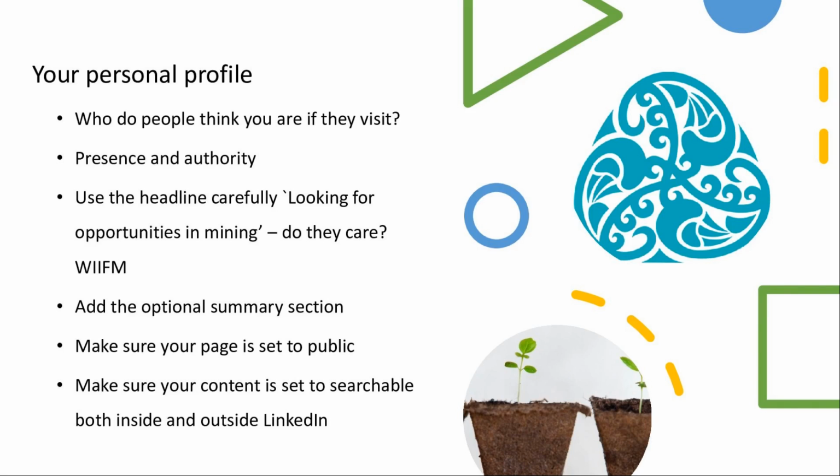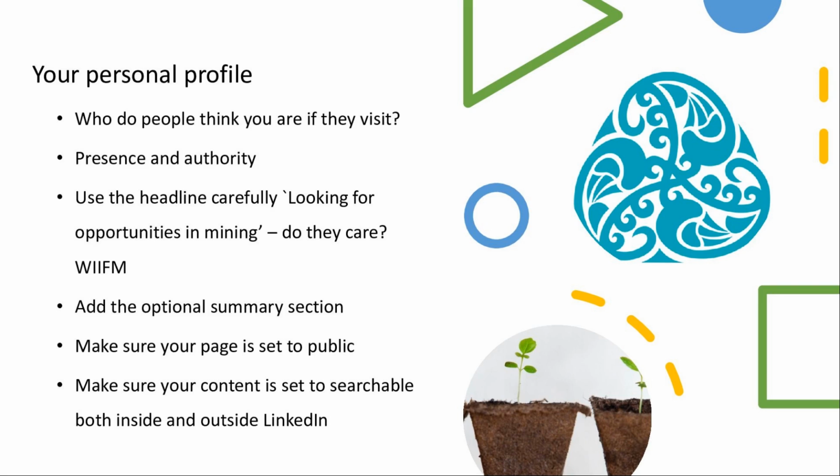There's a summary section that's actually optional. So if you're doing anything with your personal profile, make sure you've switched that on so that A, you've written something, and B, people can see it. You can also add things like background and stuff like that, but the summary section is quite important, and I'll show you a couple of examples of that in a second.